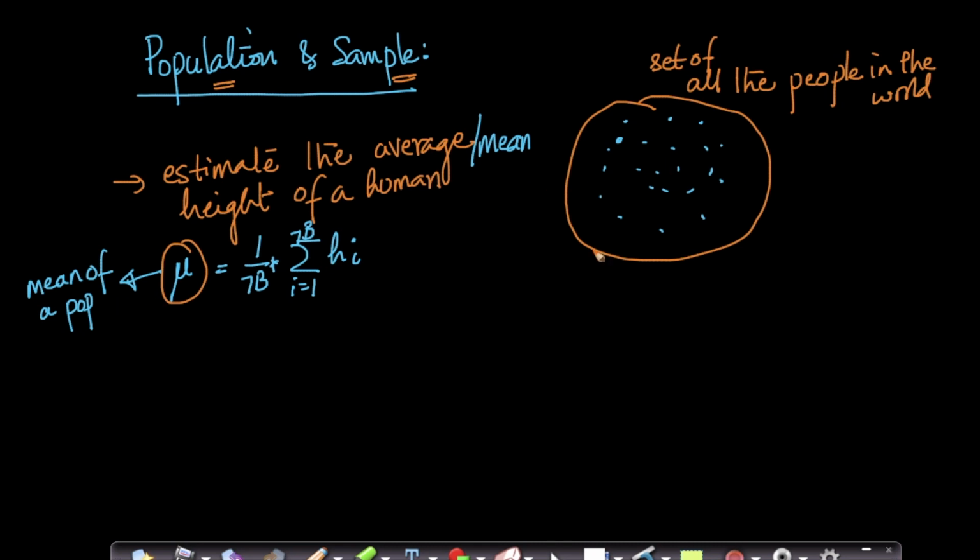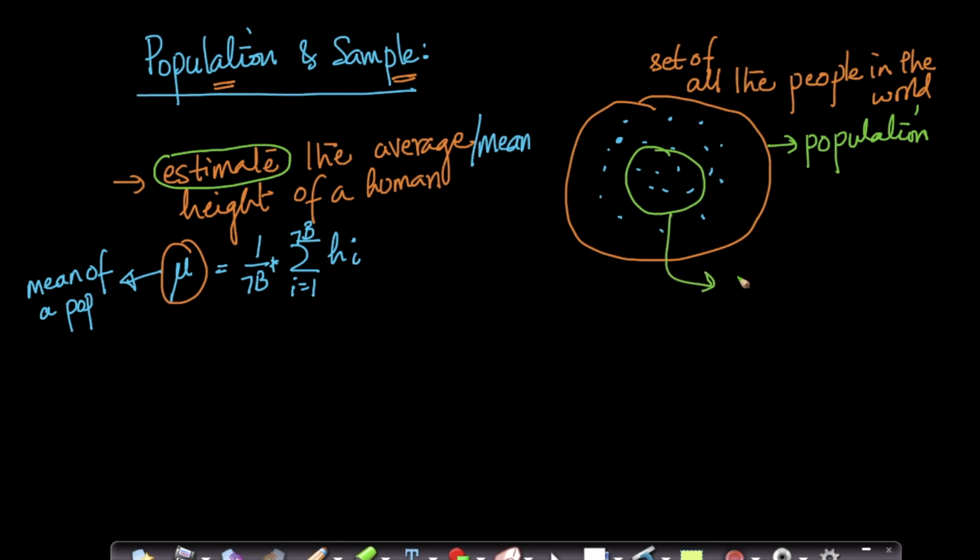Since we cannot compute the mean height of all humans by measuring every human being, we want to estimate it. That's the interesting part here. We want to estimate the average or mean height of humans, right? So to do that, what can we do? We can take a sample. Okay, you understood what is a population? This is the population, right? Since we can't measure all the 7 billion humans, I can take a sample.